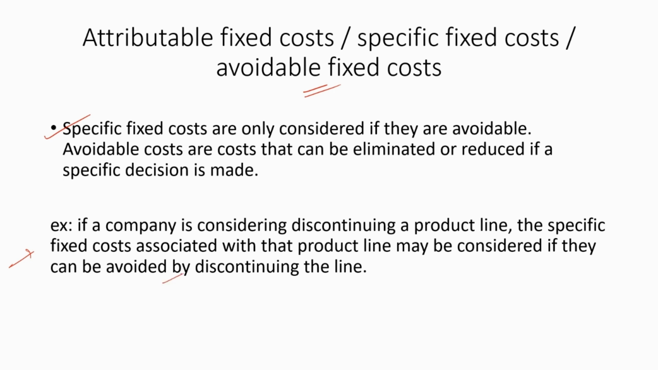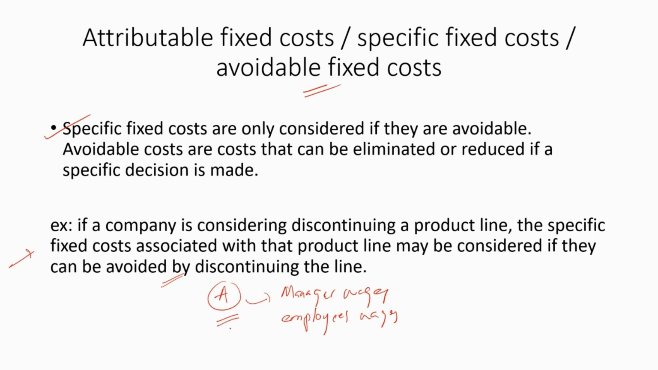Let's discuss this example so you can understand what a specific fixed cost is. Let's say there is a production line in a factory, production line A. There are machines and employees working in this production line. If the company decides to discontinue this production line, this means stopping the operation of this production line, not the whole factory, just production line A, so that the company can save the cost of paying managers' wages or employees' wages.